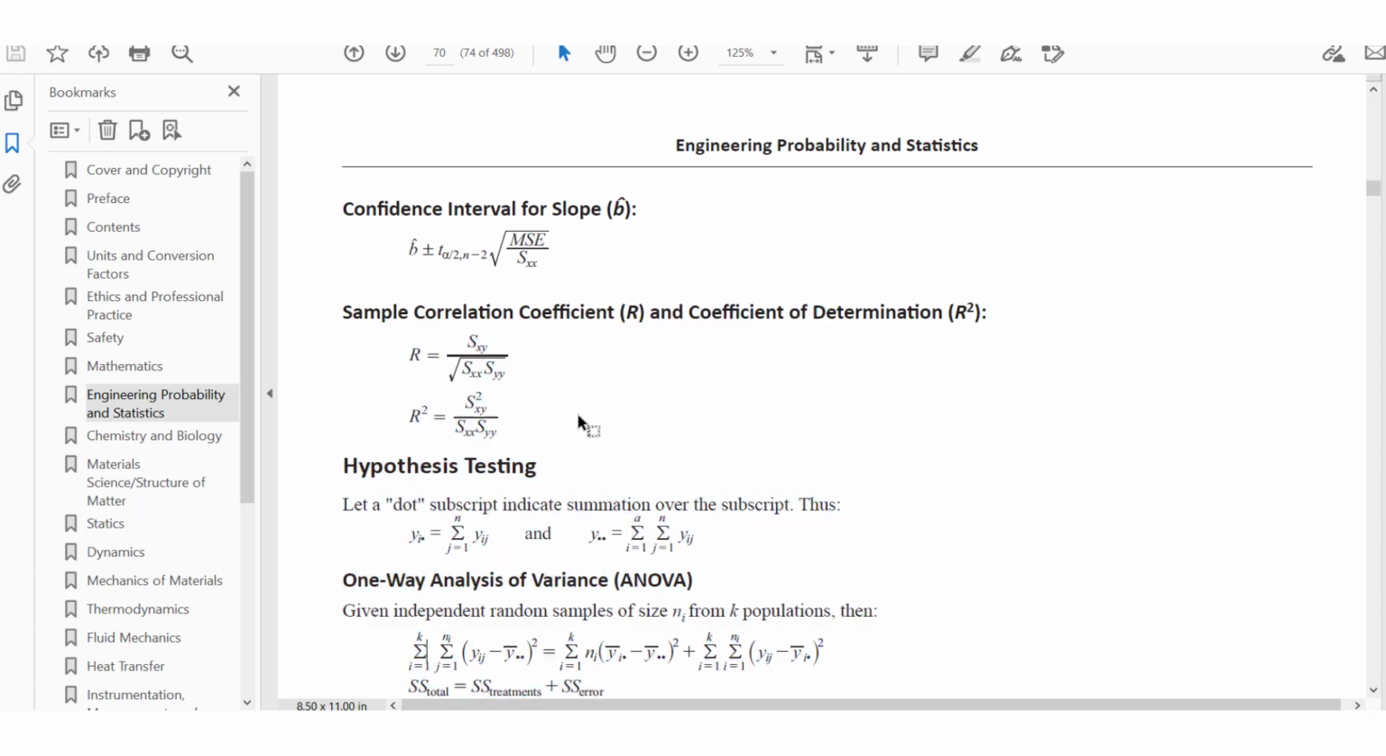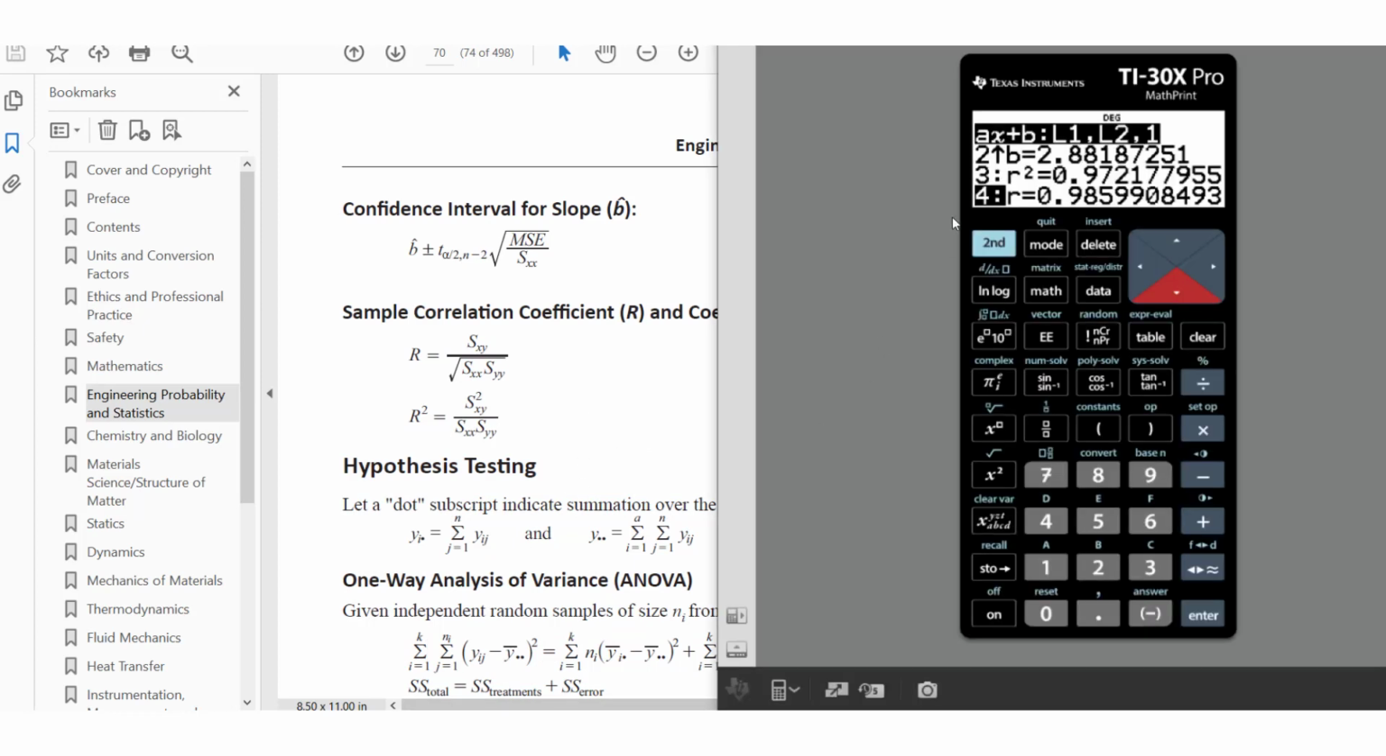It's arrived at by this equation, but the calculator gives you this here. It says the r squared is around 0.97, and the r value is going to be 0.98599. So that's that. Just a heads up, you have these values as well if you use the calculator.